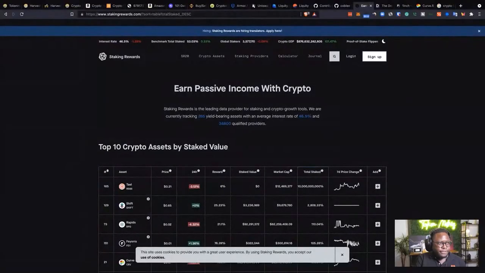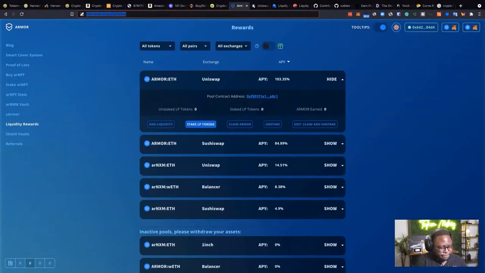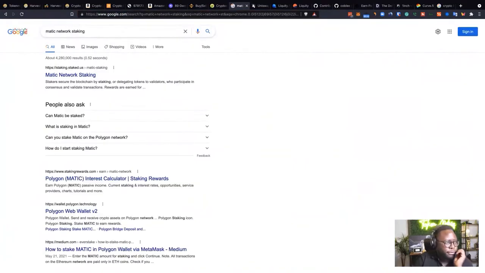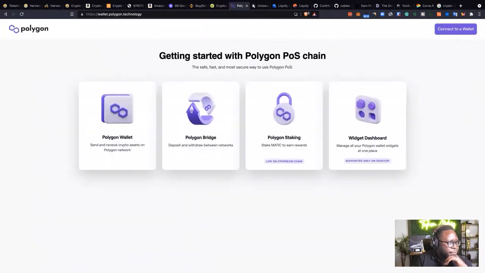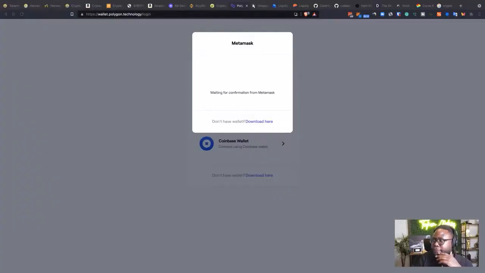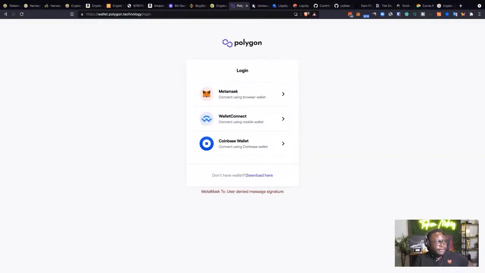But okay, so what is staking, right? Staking is similar to what we did with Armor. So in this case, for example, I'm staking Matic. I'll just Google Matic network staking. Always go through official platforms for staking. So for this, we'll go to the Polygon website. So let me connect my wallet. Okay, so basically staking is you take, okay, looks like I have to sign something. Okay, I cannot do that then. I wanted to demo that, but I cannot.